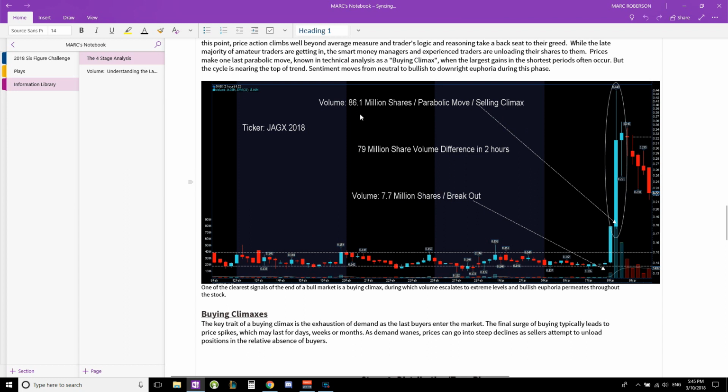Okay, and that volume spike was 86.1 million shares, which is a parabolic move, also known as a buying climax. I titled that wrong, excuse me. So you go from 7.7 million shares in one 2 hour time frame to 86.1 million shares in the next 2 hour time frame. That's literally a 79 million share volume difference in 2 hours. That is a buying climax.